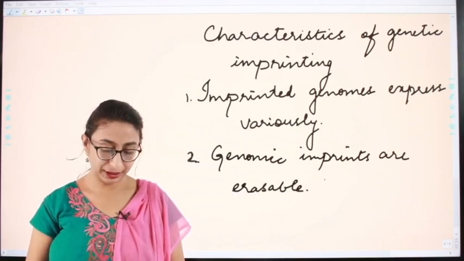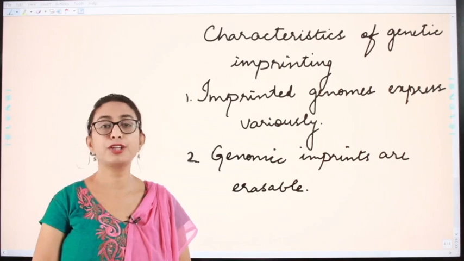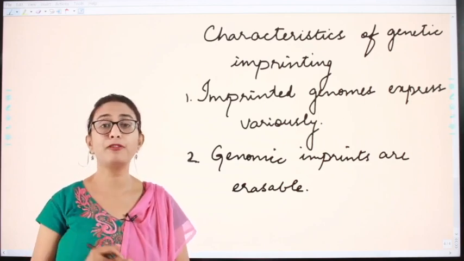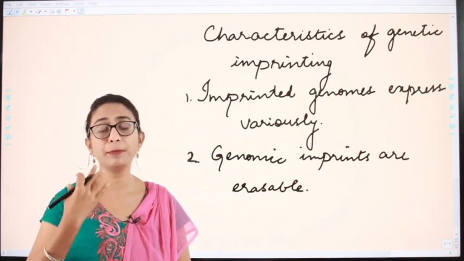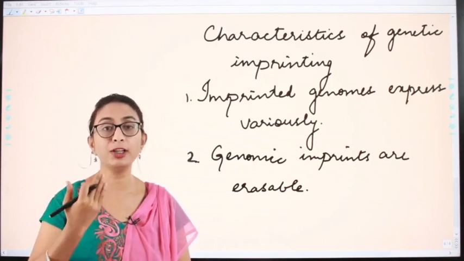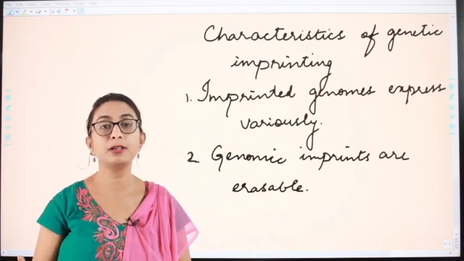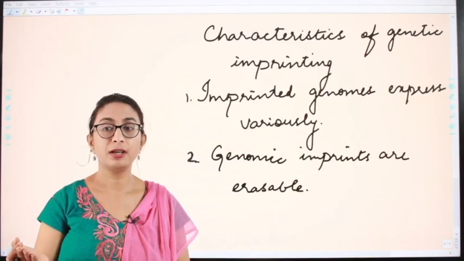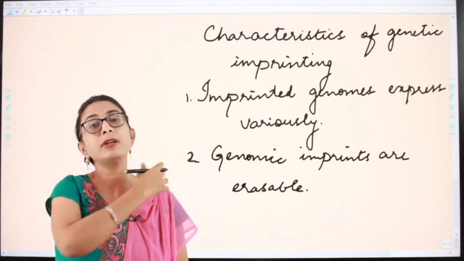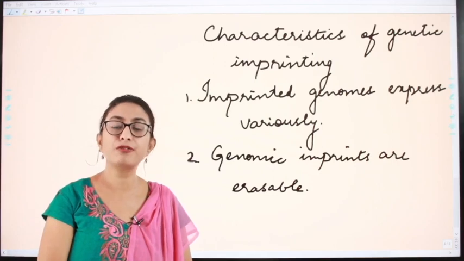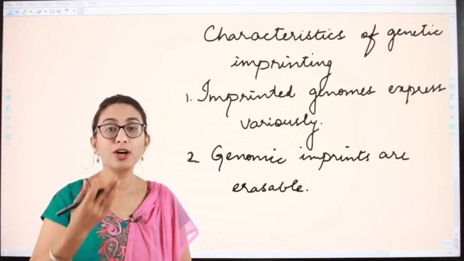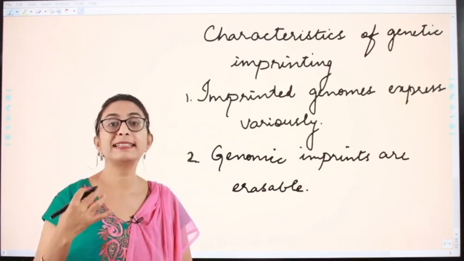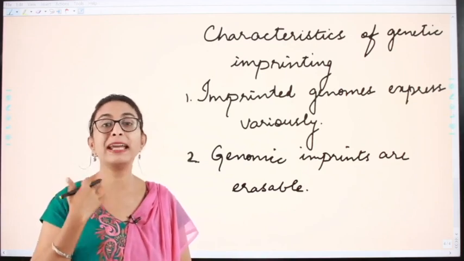So genomic imprinting is not a permanent modification of the gene. Keep this in mind. Whatever genomic imprints you have received from your father and your mother will not be transferred from your children to the next generation. Whatever imprints of the genes that you have received from your father and the mother, when the sex cells are formed in your son's or daughter's body, these imprints will be erased.